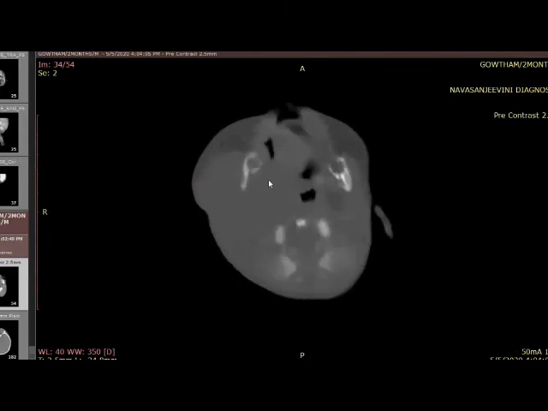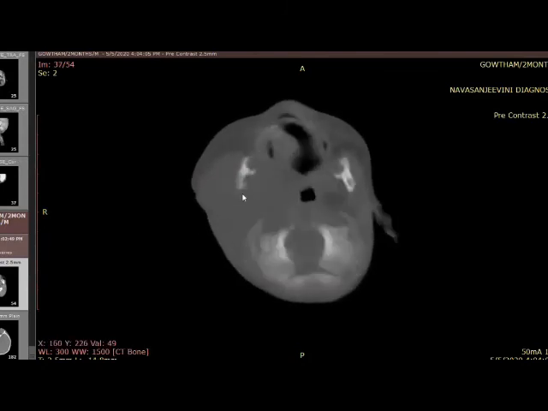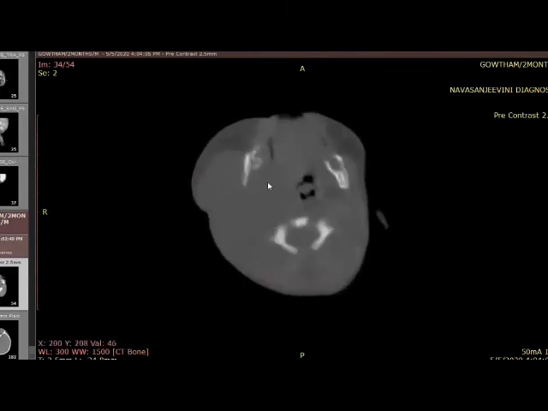This is the bone window. We can see that there's no erosion of the mandible. The lesion is seen insinuating between the fascial planes, whereas there's no destruction of any bone.